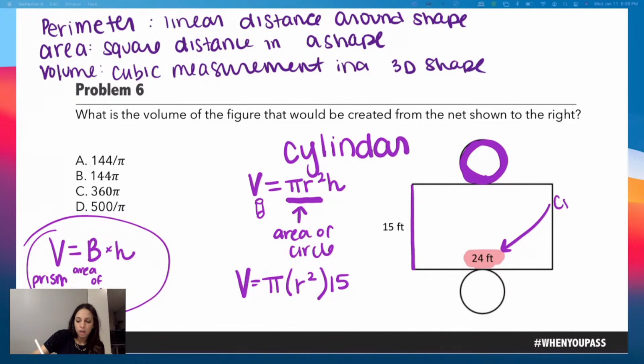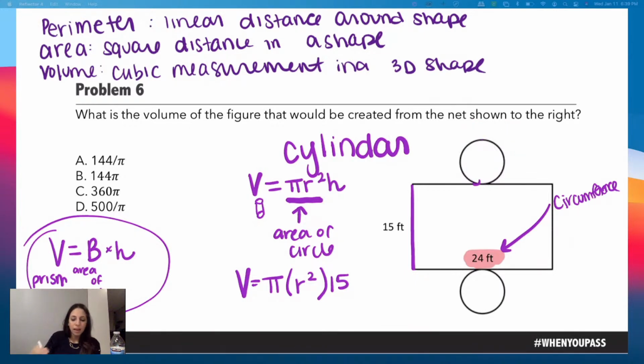24 is the circumference of our circle. How do I know that? Because if I imagined that that big rectangle was a piece of paper and I wrapped it around and it met exactly perfectly edge to edge, it's going to go around that circle, which is the circumference, the perimeter of a circle.